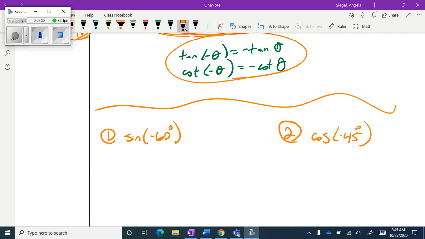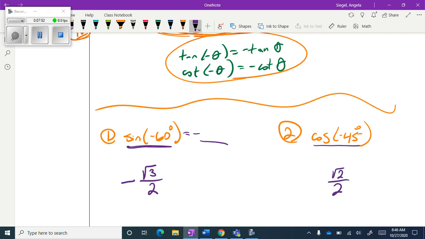Okay, so you might have two problems like this. For number one, I have sine of negative 60. So I know that it's going to be negative whatever the sine of 60 is. The sine of 60 is square root of 3 over 2, so it's going to be negative square root of 3 over 2. The cosine of 45 degrees is square root of 2 over 2, but negative 45 degrees is also going to be positive square root of 2 over 2. So that's the way those work, and these come up a lot as well.